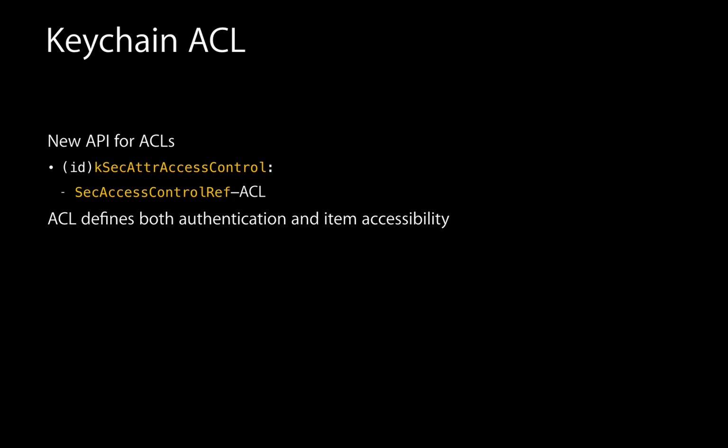You already know that we have a new Keychain item attribute called Access Control, and this Access Control attribute holds the ACL. ACL itself is represented by SecAccessControl object, and to be able to create this object, you have to define which authentication and which accessibility you require for that item. So let's see what options you have.